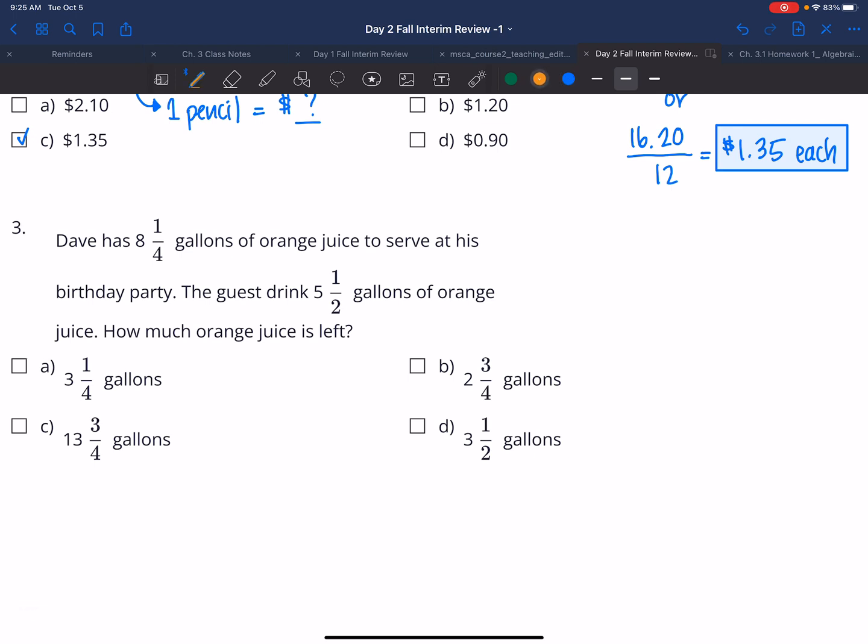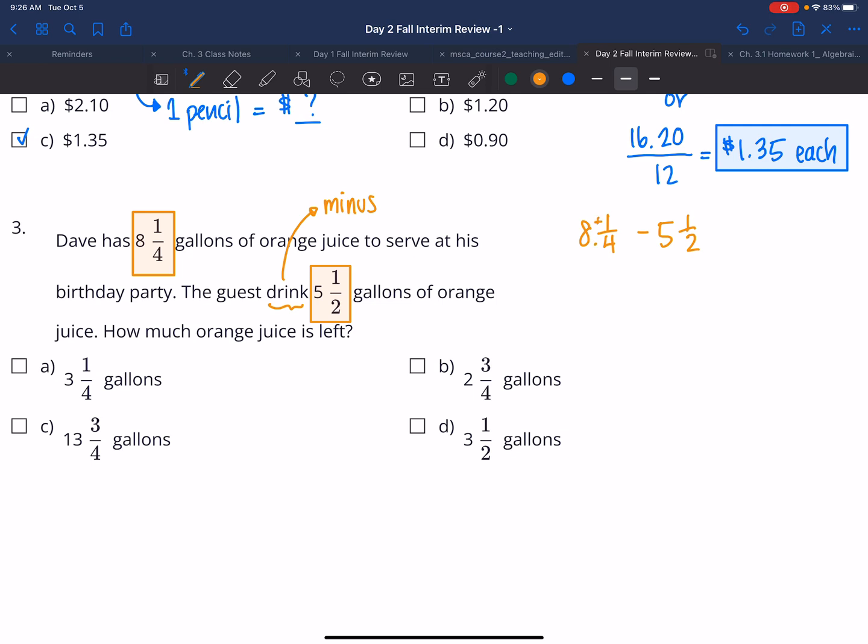Next, we're gonna go with Dave has 8 1/4 gallons of orange juice. So here's our fraction. And the guest drank 5.5 gallons of orange juice. How much orange juice is left? So if they drank, meaning that when the guest drinks, this should indicate to you, I'll write it up here, we should minus. Remember, you don't have to write the story, just write the numbers and the keywords that I'm writing for you. 8 1/4 minus 5.5.